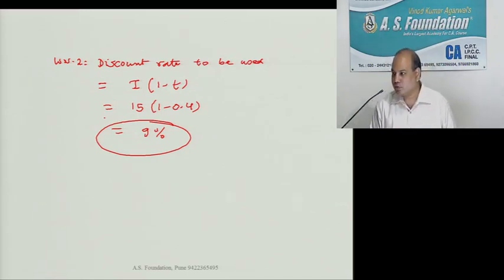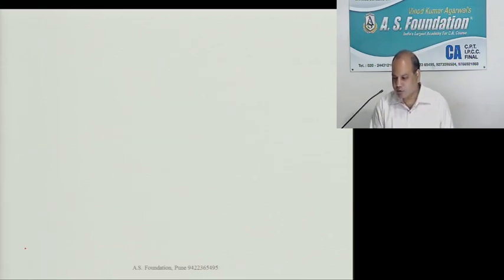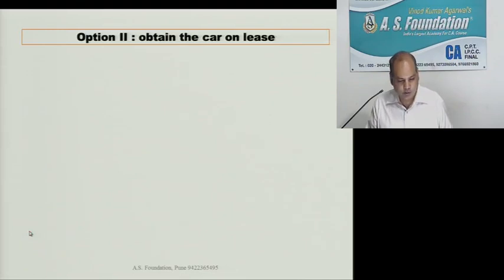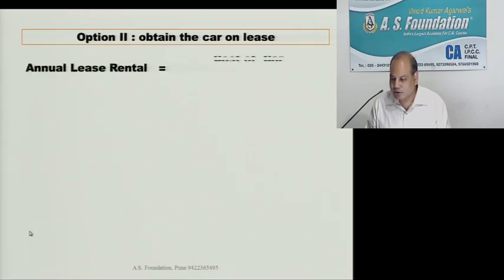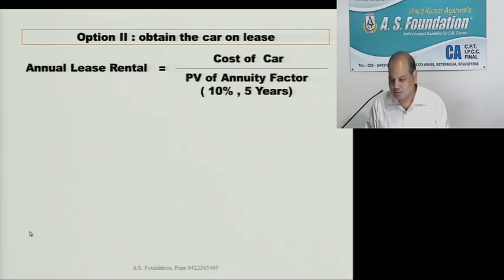How many answers are over? Only one. Purchase option. What about leasing option? Are you given lease rental? No. Calculate. What is the desired rate of return of the lessor on the gross value of the asset? 10%. So option 2, write down. Option 2, obtain the car on lease. But first I need to find out lease rental.